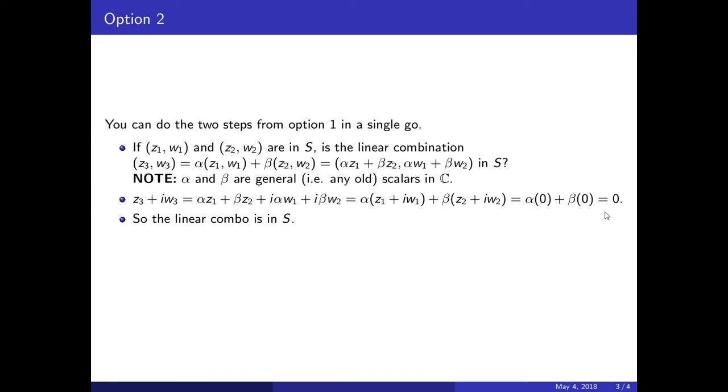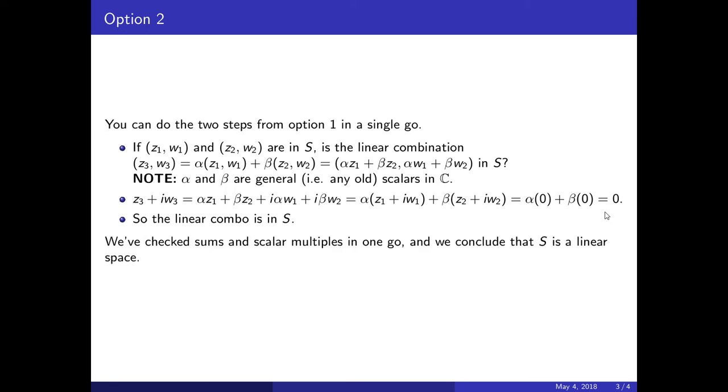And that's it. From that we can conclude that S is a linear space because we checked sums and we checked scalar multiples in the same shot. That's it. That's the end of the example.